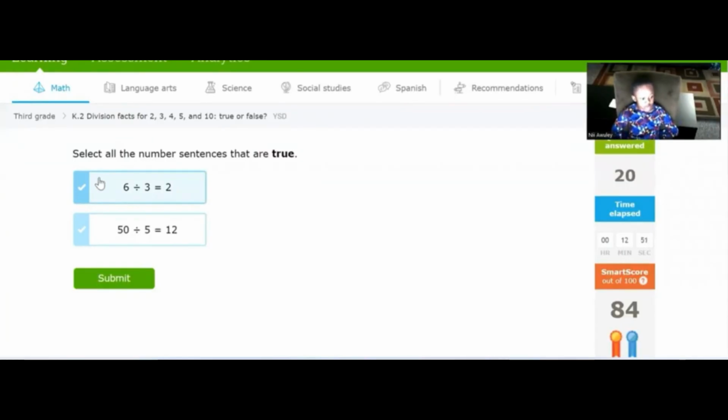6 divided by 3 is 2. 3 times 1 is 3, 3 times 2 is 6. This answer is true. 51. And that answer is false.